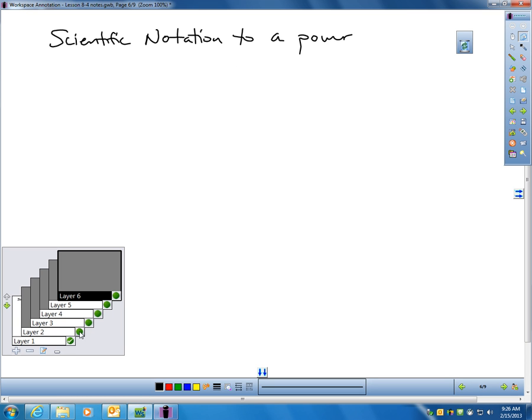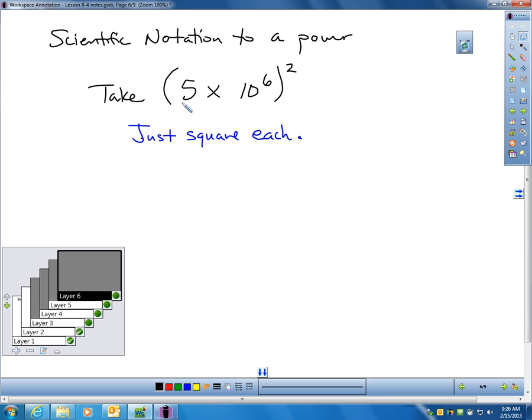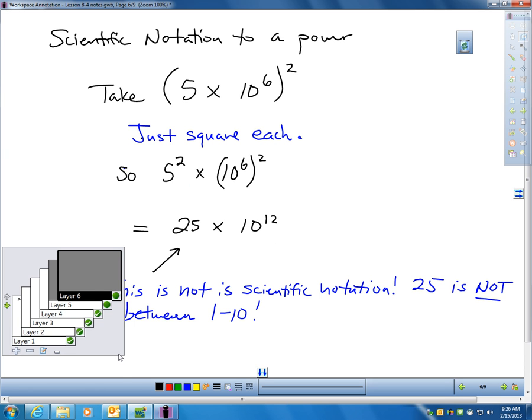Scientific notation to a power, how do I deal with that? How do I deal with 5 times 10 to the 6th, which is scientific notation, squared? Well, remember, this is like the power of a product property, which we learned back in section 8.1. You have to square each product. I got to square 5, and I got to square 10 to the 6th. So I'm going to get 25 times 10 to the 12th.